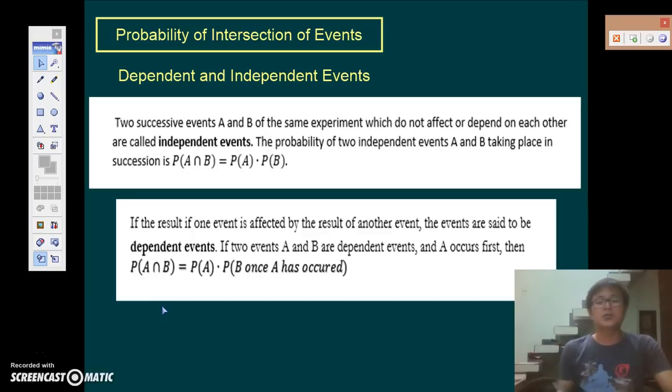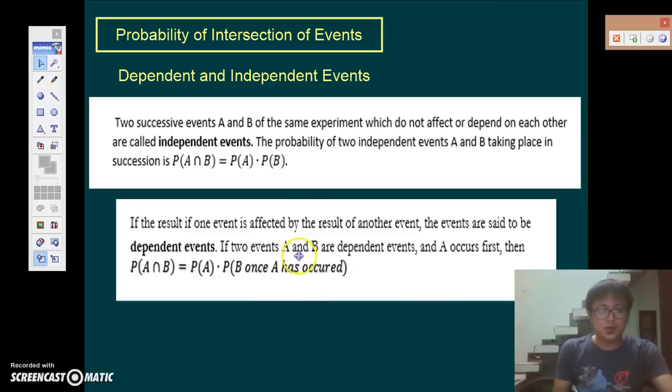It's very important. Two successive events, A and B, of the same experiment which do not affect or depend on each other are called independent events. The probability of two independent events, A and B, taking place in succession, so that's important, the two events are in succession, so P(A ∩ B) here is equal to P(A) times P(B). So simply multiply their respective probabilities.